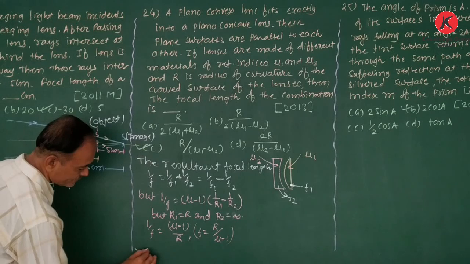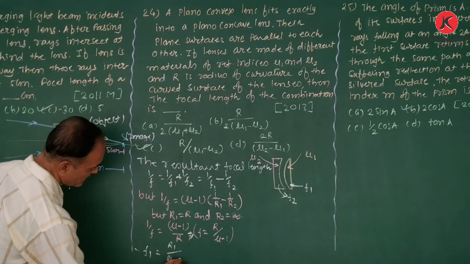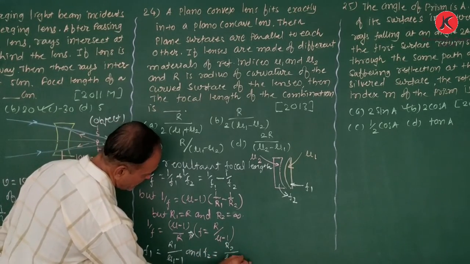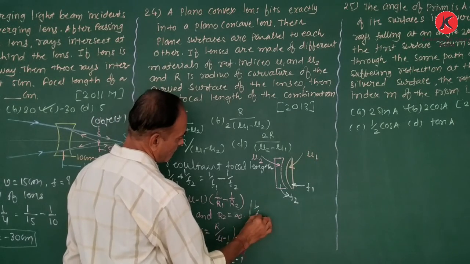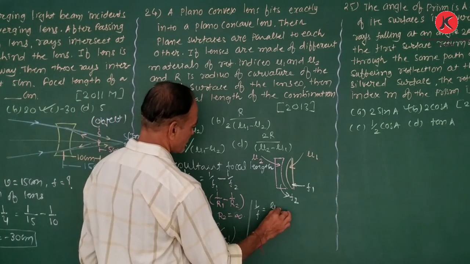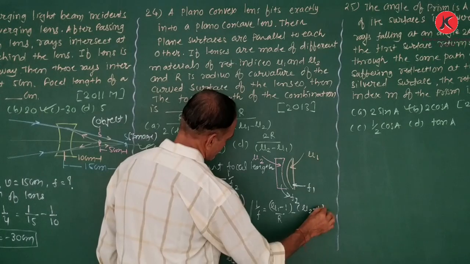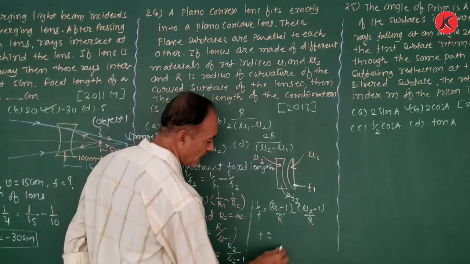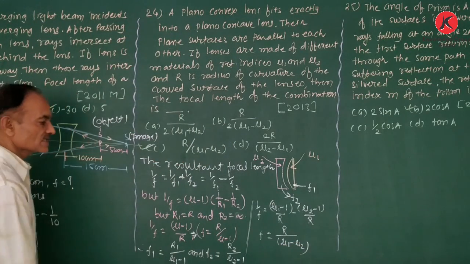Therefore, the value of f1 is equal to r1 upon mu1 minus 1, and f2 is equal to r2 upon mu2 minus 1. Therefore, 1 upon f is equal to mu1 minus 1 upon r1 minus mu2 minus 1 upon R. If simplified, we obtain the resultant focal length f is equal to R upon mu1 minus mu2. So C is the answer.